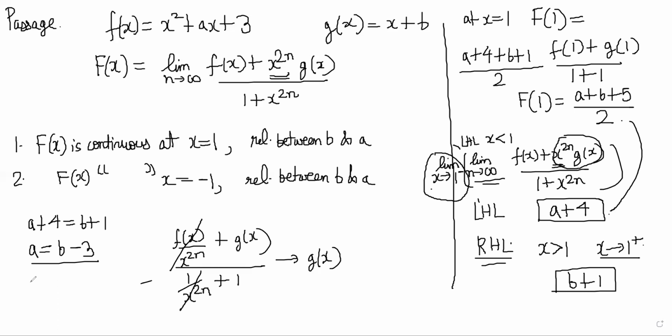You can say that a plus b plus 5 by 2 should be equal to a plus 4, which should be equal to b plus 1, basically 3 equations. A plus b plus 5 by 2 should be equal to a plus 4 should be equal to b plus 1, right? B plus 1, yeah.